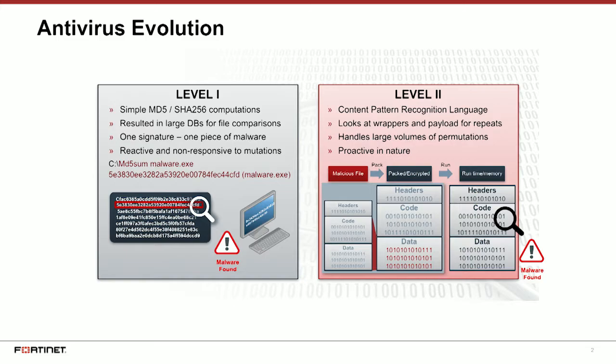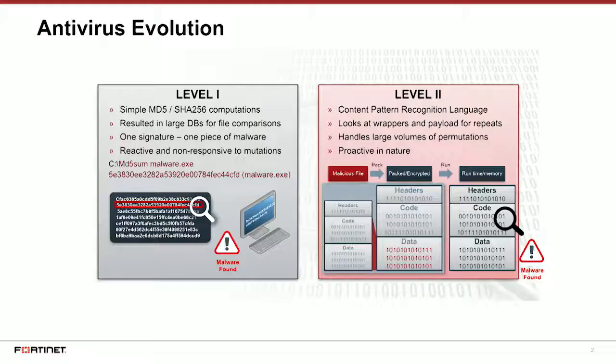So what we usually do is that we usually write a CPRL signature for a specific malware family. Okay, so pieces of code that are used amongst those various families, we try to write signatures that will get on those behaviors. Okay, it's proactive in nature, and it's basically able to look deeper into the code.